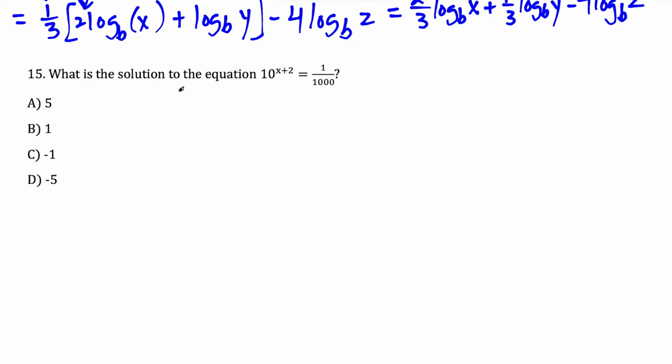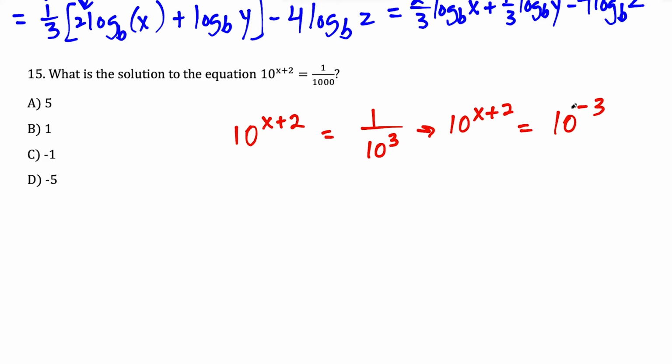Question 15, we want to know the solution to this equation here. So we have 10 to the x plus 2. And what I want to do here is get matching bases on both sides. So I have 1 over 1,000, which is the same thing as 10 to the 3rd power in the denominator, because 10 times 10 times 10 is 1,000. And now I want to get this to say 10 to some power on this side. So I'm going to write instead, 10 to the x plus 2 is equal to, and 1 over 10 to the 3rd, I could write as 10 to the negative 3rd like this.